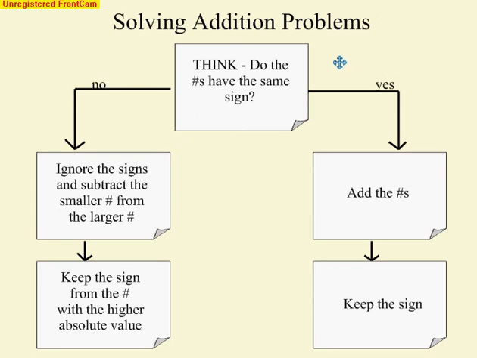Okay, this kind of gives us an outline of how to think about solving an addition problem with integers. We want to think, do the numbers have the same sign? If the answer is yes, we want to add the numbers and then just keep the sign. If the numbers have different signs, so the answer is no, they don't have the same sign, we're going to ignore the signs, subtract the smaller number from the larger number, and then keep the sign of the number with the higher absolute value.